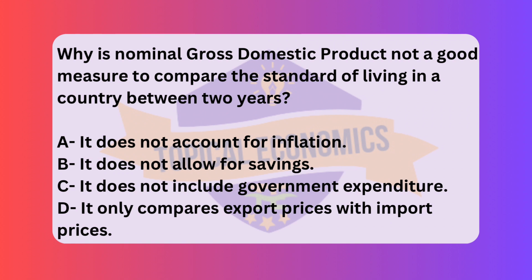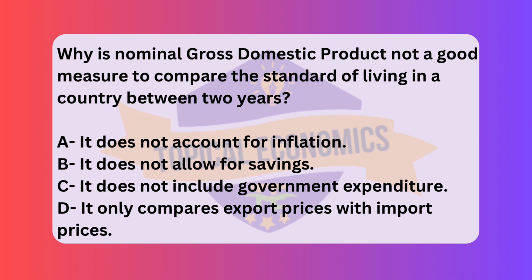Option B. It does not allow for savings, is incorrect. Nominal GDP does not directly measure savings, but it also doesn't exclude them. Savings are part of the economy's overall activity, but they are not a direct factor in GDP measurement. The issue with nominal GDP is more about how it accounts for inflation rather than how savings are handled.